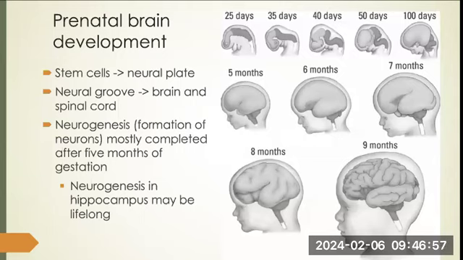So neurogenesis in the hippocampus is lifelong. They believe that it's lifelong. So that makes sense. The hippocampus is the part of the brain that controls our memory. It totally makes sense that we continue to form memories. So that's the only part of our brain really where we think that it continues nonstop.